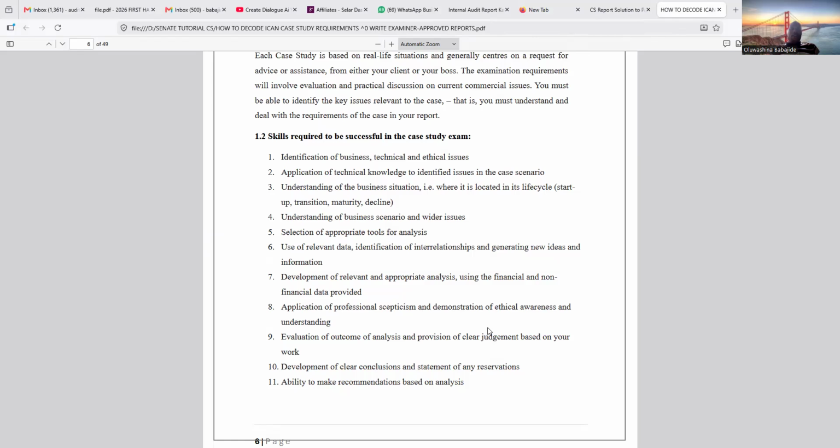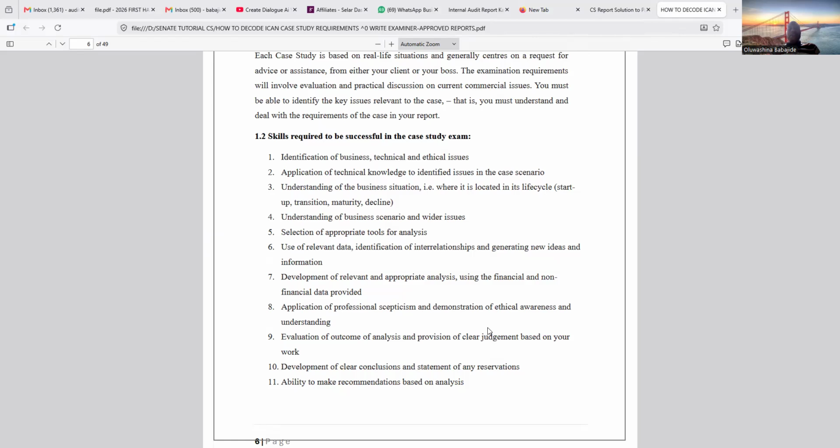Then another one is application of professional skepticism and demonstration of ethical awareness and understanding. You must apply your professional skepticism and demonstrate ethical awareness and understanding. So you must let them know that you know what you are doing. There is some professional skepticism that you are raising towards them.